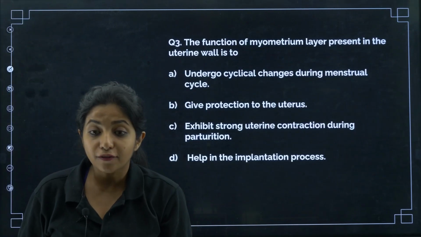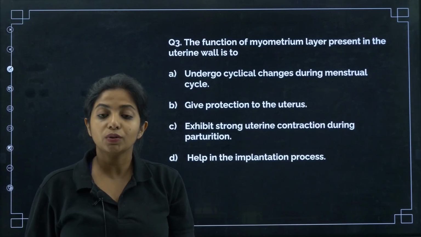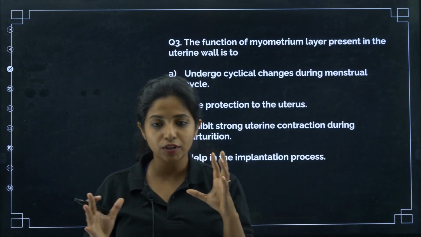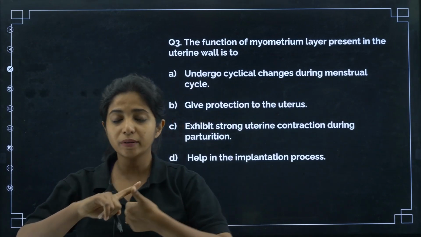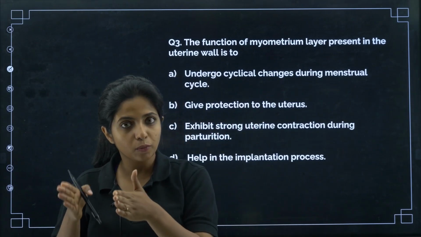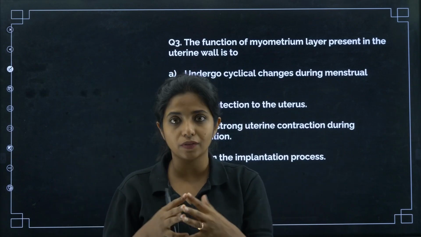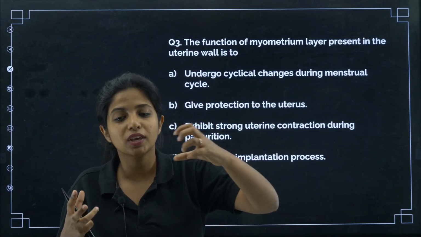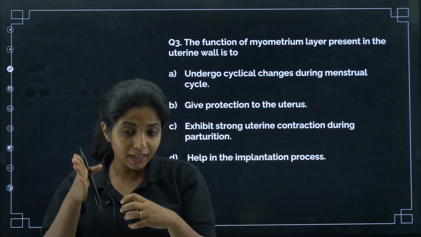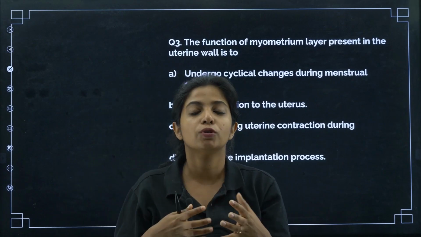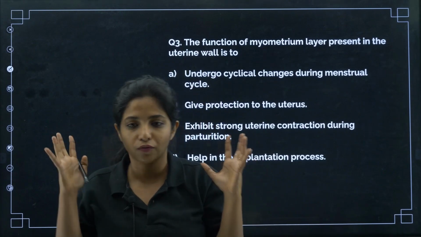Next, the function of the myometrium layer present in the uterine wall is to. In the uterus you have different walls. The outermost is perimetrium, then you have myometrium, and the innermost is endometrium, which is the glandular layer on which the embryo will come, and this is the layer which provides nourishment to the embryo so that it becomes the fetus or the baby that you're looking forward to.